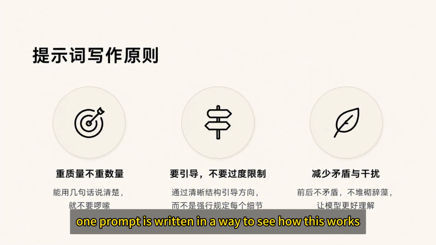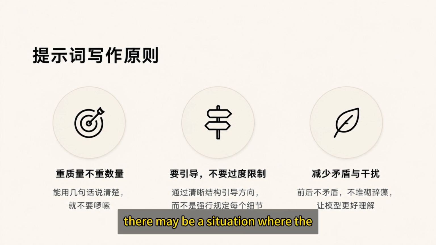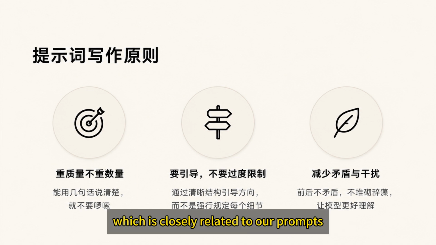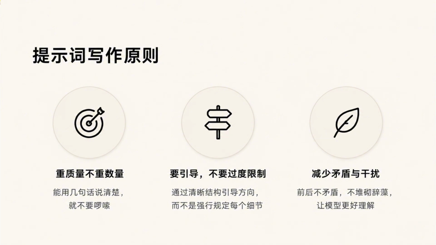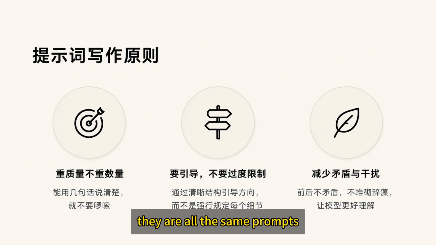One prompt is written in a way to see how this works. When you come out to generate an image, there may be a situation where the modification of the original picture is very small, which is closely related to our prompts. You can take a look here. Let's take a look at these parameters. They are all the same prompts.